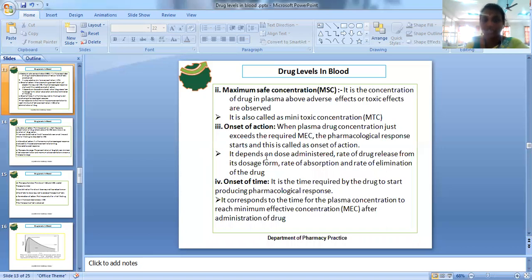Coming to that, the onset of action depends upon the dose administered, the rate of drug release from its dosage form, the rate of absorption, as well as the rate of elimination of the drug. And here onset time mainly corresponds to the time for the plasma concentration to reach the minimum effective concentration after drug administration. If the drug reaches the MEC level faster, the onset time is faster, and thereby the onset of action will be faster. That's why onset time directly corresponds to the time for the plasma concentration to reach the minimum effective concentration of the drug.